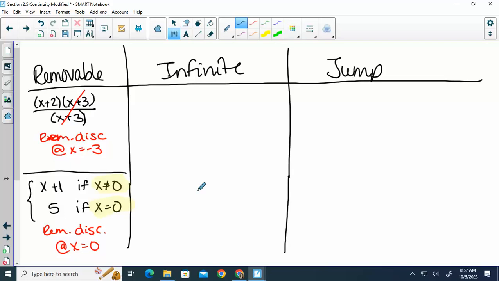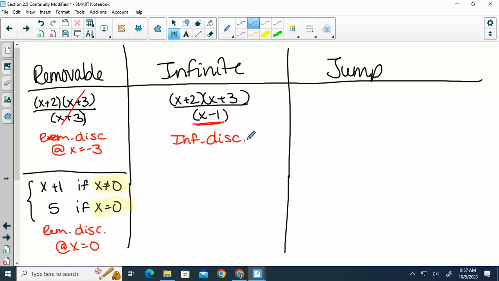All right, when do we have an infinite discontinuity? Vertical asymptote. So if you have a fraction and it doesn't cancel, so this didn't cancel, that means it's a vertical asymptote, so that is an infinite discontinuity at 1.